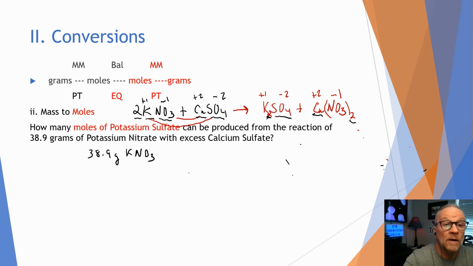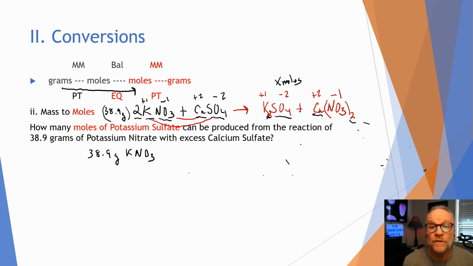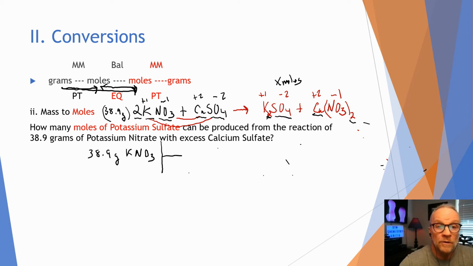All right, so the first step would be to write down what we're given, which is 38.9 grams of potassium nitrate. We are given grams, and we're asked to solve for moles of another chemical, the potassium sulfate. So we're asked to solve for moles of this guy, and we're given grams of this guy, which is 38.9 grams of that guy. So those are the two chemicals that will be involved, and we have two steps because we've got to go from grams of one chemical to moles of the same, and then from moles of one chemical to moles of another chemical. So we'll need two conversion factors here, moles to moles there.